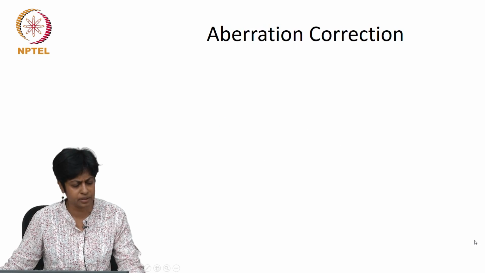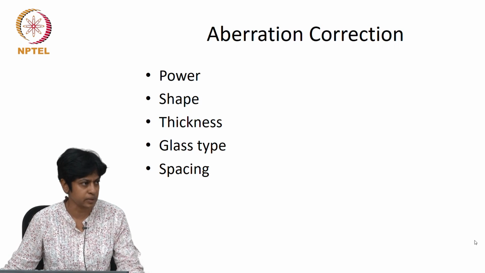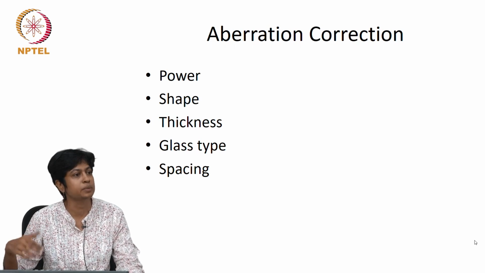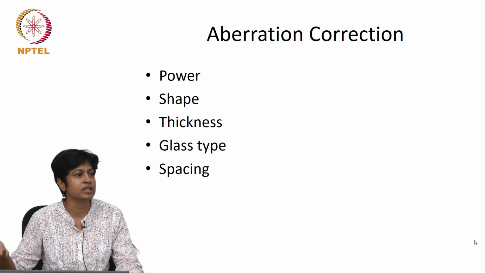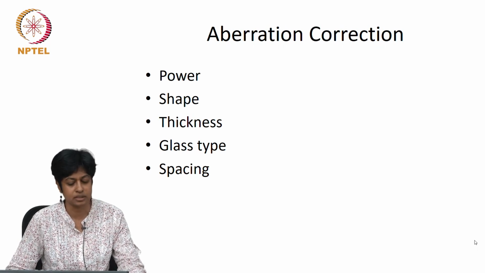We also ended the class by saying how can we correct the aberrations, and we found that there are several ways that we can correct them, and of course the purpose is to be able to quantify them and then figure out how to minimize or even eliminate them in your optical system.